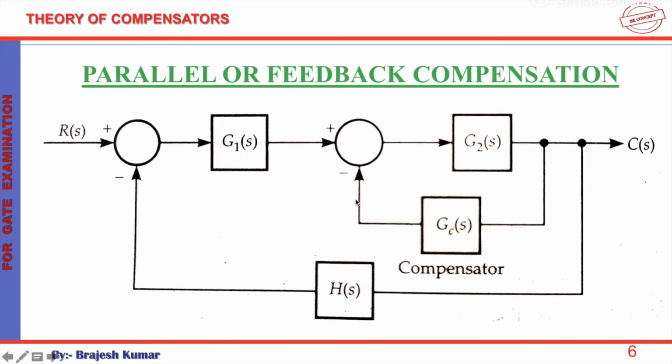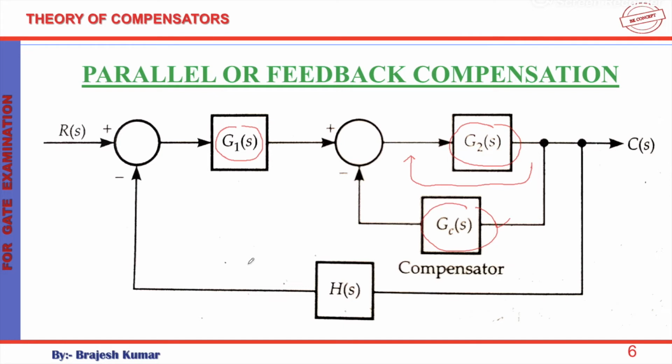Accordingly, we can have parallel or feedback compensation. See here, it is basically not a compensator. We have split the transfer function of the plant into two parts, G1s and G2s, and the compensator is here, right? So if the compensator is placed in a minor feedback, see here it is a minor feedback, a smaller feedback, and the larger feedback is this one. Okay, so if the compensator is placed in the minor feedback path, the scheme is known as parallel compensation or feedback compensation.